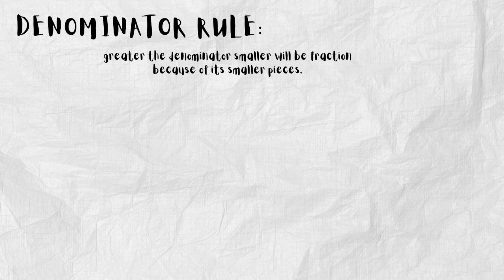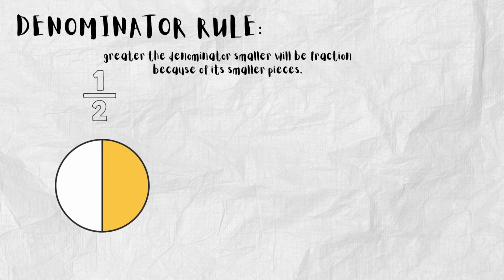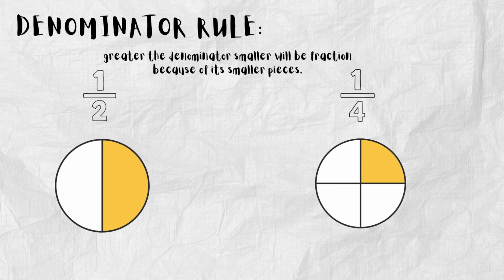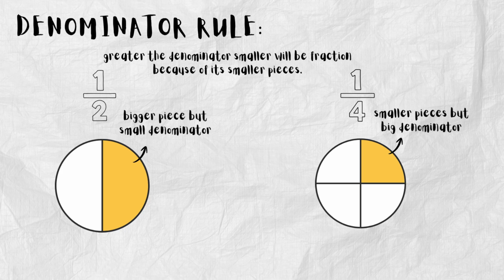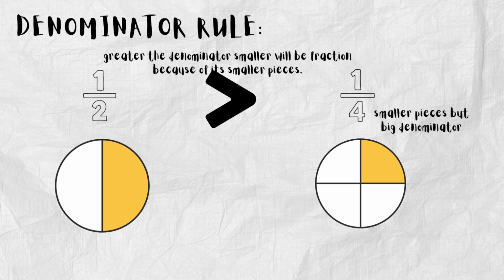So this is the denominator rule. The greater the denominator, the smaller will be the fraction because of a smaller piece. I have 2 examples, 1 by 2 and 1 by 4. The 1 by 2 fraction has a greater piece but has the smaller denominator. But in the case of 1 by 4, there is a smaller piece but it has the bigger denominator. It means that 1 by 2 will be greater than 1 by 4.